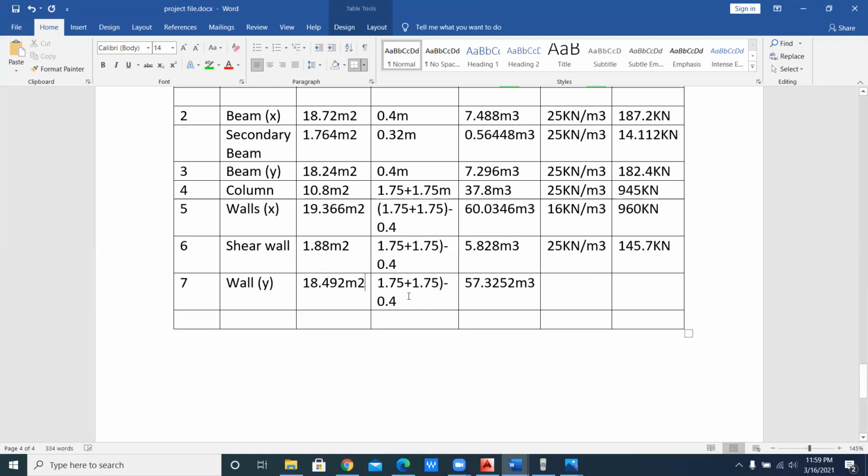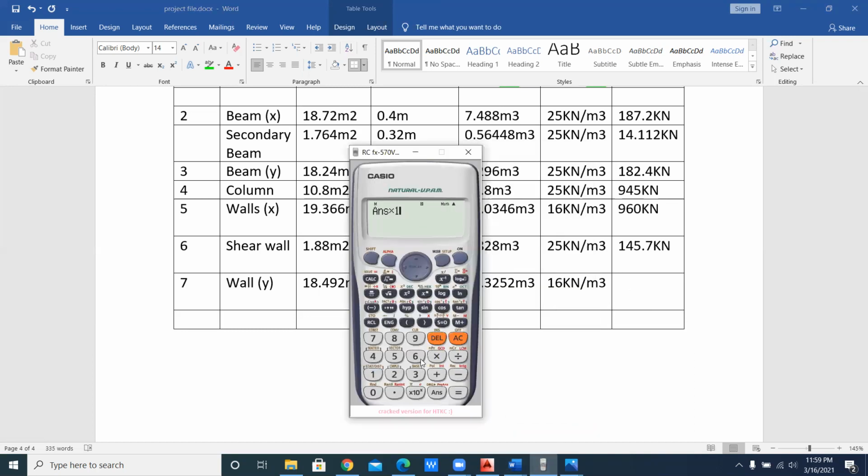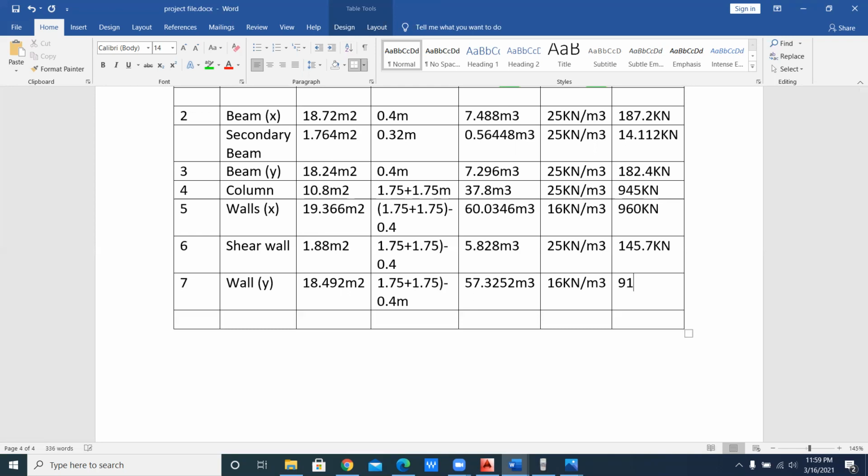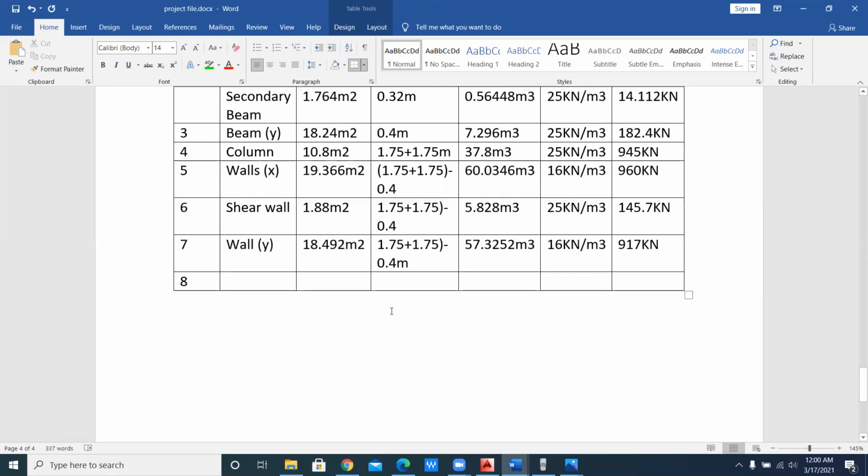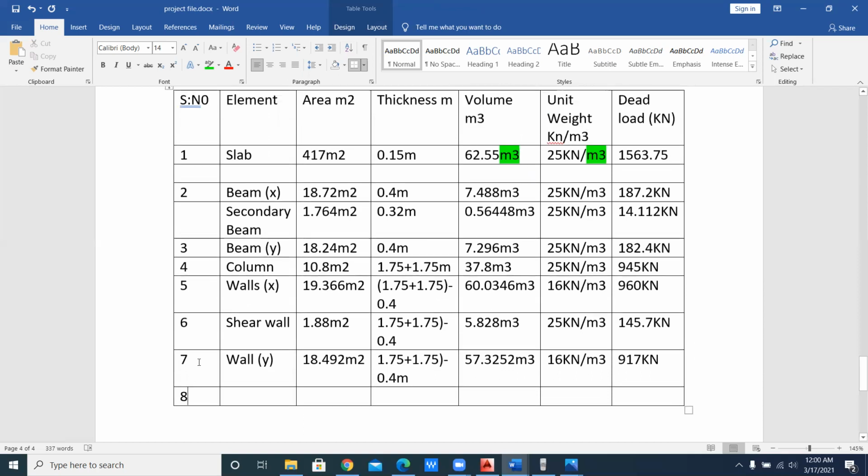This one is meter square, this one is meter, this one is meter cube. And the wall is 16, because we are using common brick construction, and common brick construction has 16 kilonewton per meter square. So 57 multiplied by 16 is 917 point something kilonewton. Always remember that you have to apply after the point; if it is 19.72, then you have to apply 19.72, not 1917. So here I will provide 8.